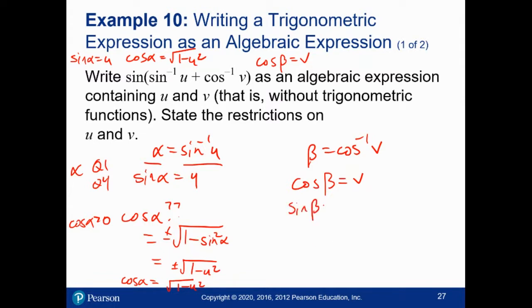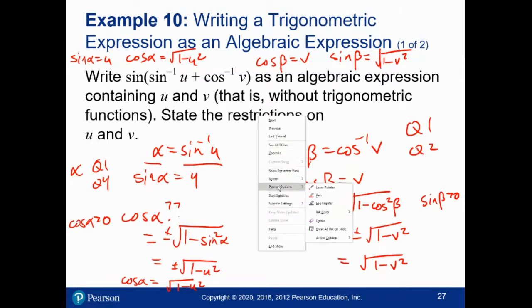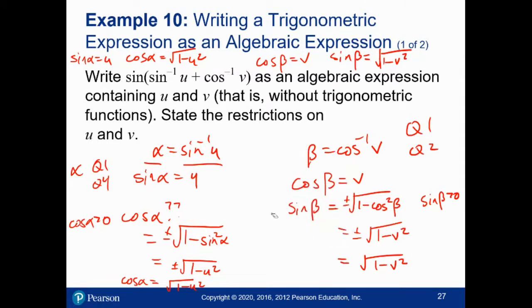So then we ask, what's the sine of beta? Well, it's plus or minus the square root of 1 minus cos squared beta, which is plus or minus the square root of 1 minus v squared. And again, quadrant restrictions are going to narrow this down. Since beta is an arc cosine, it's in quadrant 1 or quadrant 2. Either way, the sine is positive. So the sine of beta is just root 1 minus v squared. I'm going to write that up here in our little note-keeping spot. The sine of beta is the square root of 1 minus v squared. Now I'm going to erase a bunch of our work. Pause here to copy stuff down if you need to.